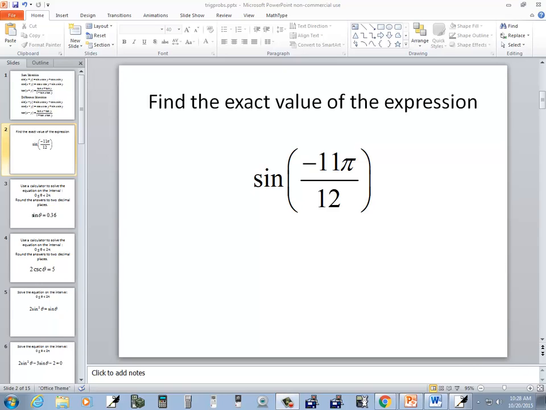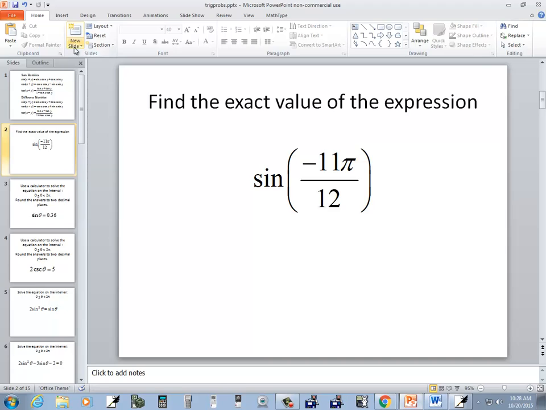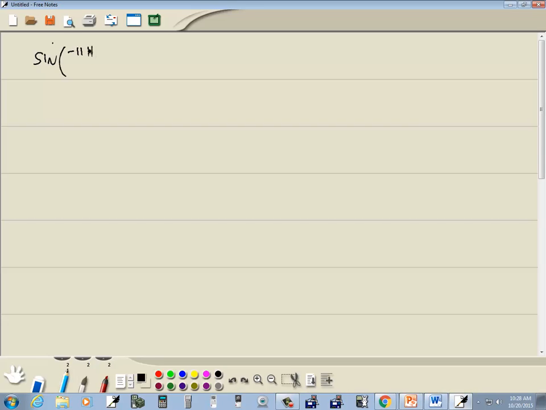Let's take a look at this problem. We want to find the exact value of the expression. So we've got sine of negative 11 pi over 12. Well, let's first look around our unit circle.